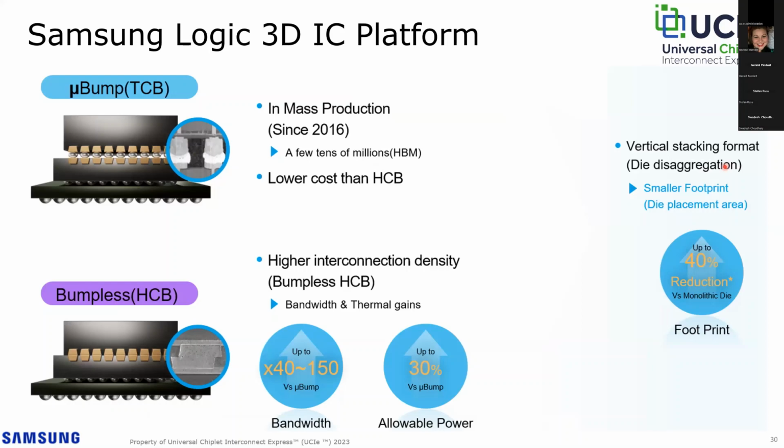Samsung's Logic 3D platform offers both thermal compression bonding, or TCB, using microbumps, which has been in production since 2016, as well as hybrid copper bonding technology, or HCB, to provide higher interconnect density for increased bandwidth. And vertical stacking here enables a significant footprint reduction compared to monolithic design, as you can see on the right side of the slide.